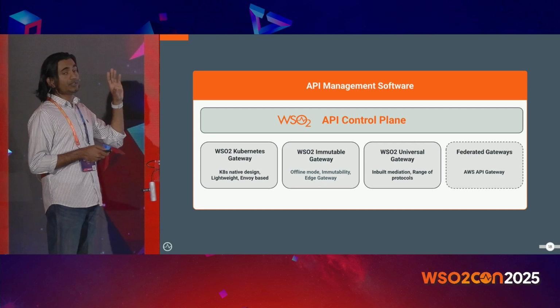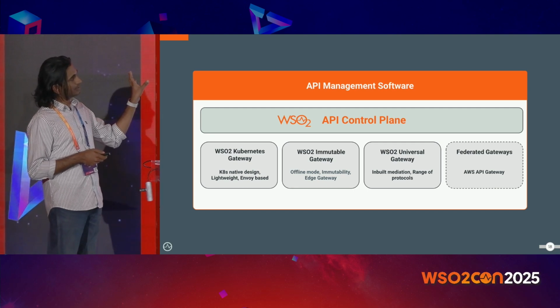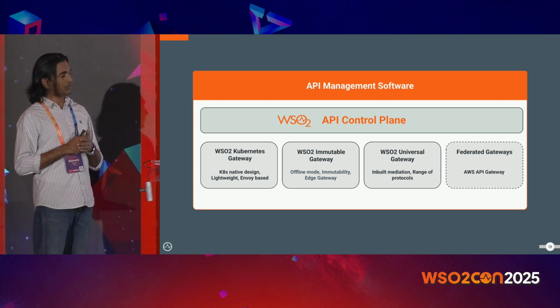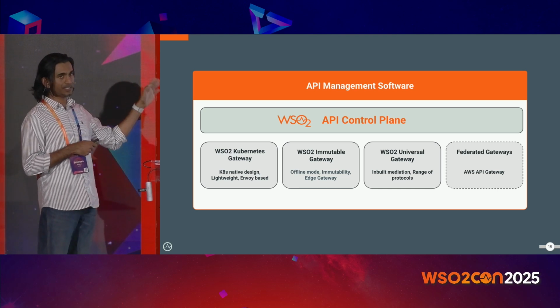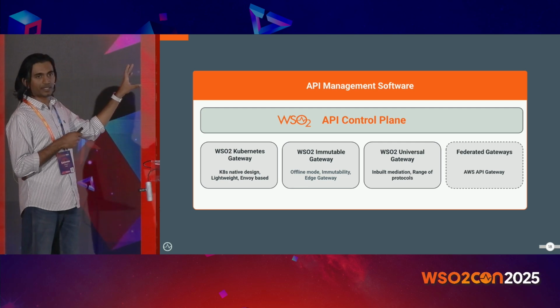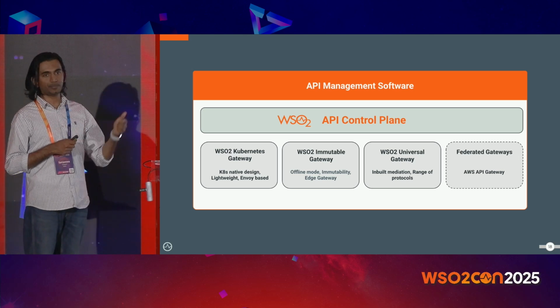So how WSO2 supports this, you can see in this diagram. From WSO2 4.5 onward, this is the architecture we are pitching. We introduced one API control plane. So this single API control plane can work with multiple gateways.